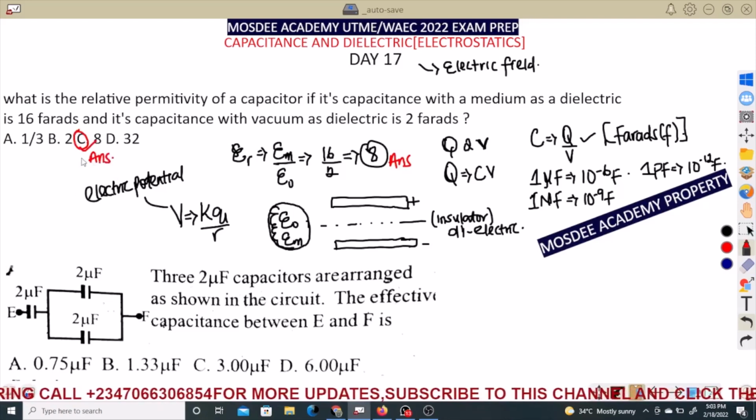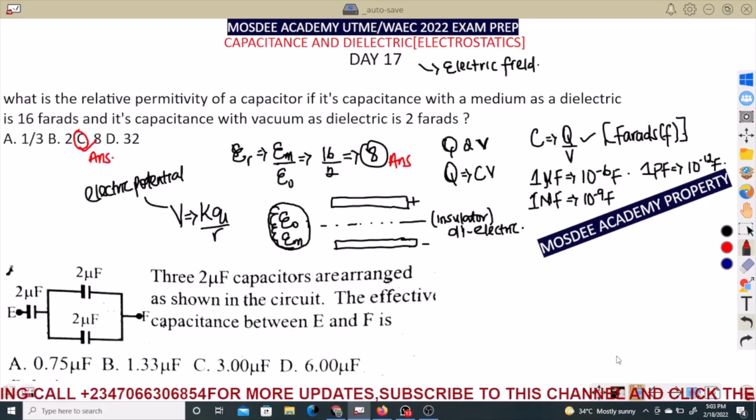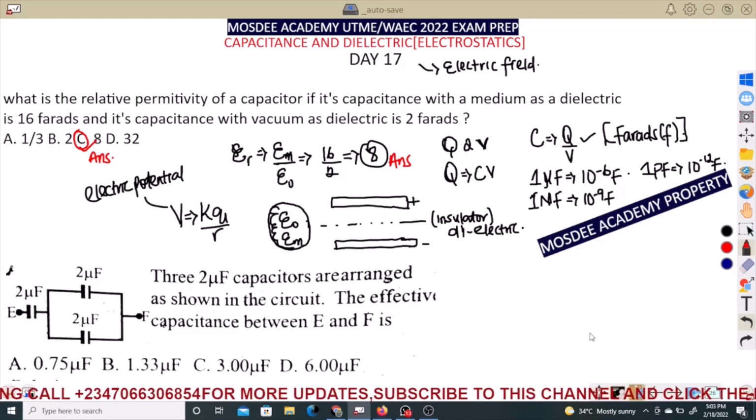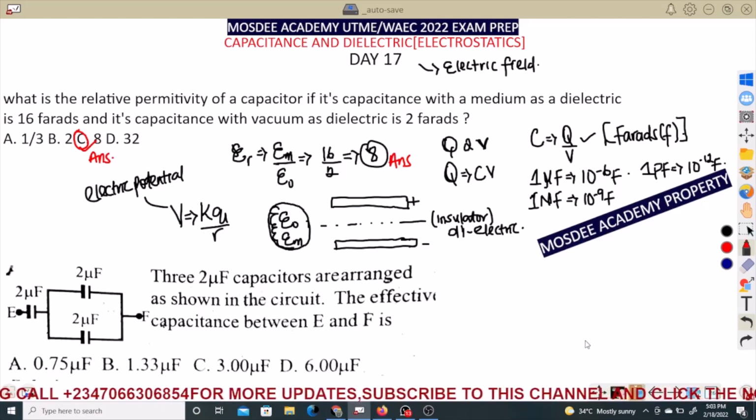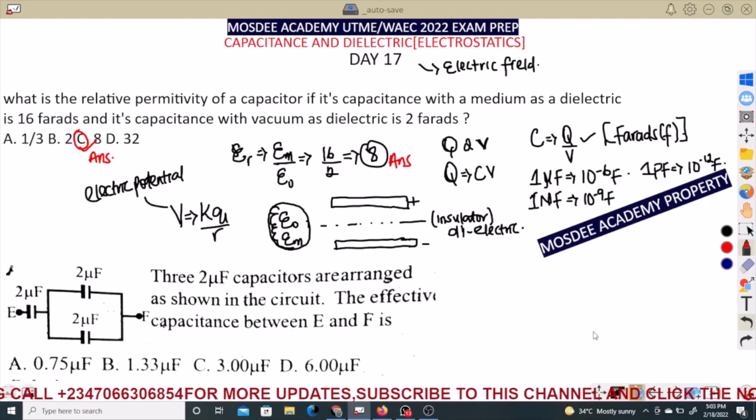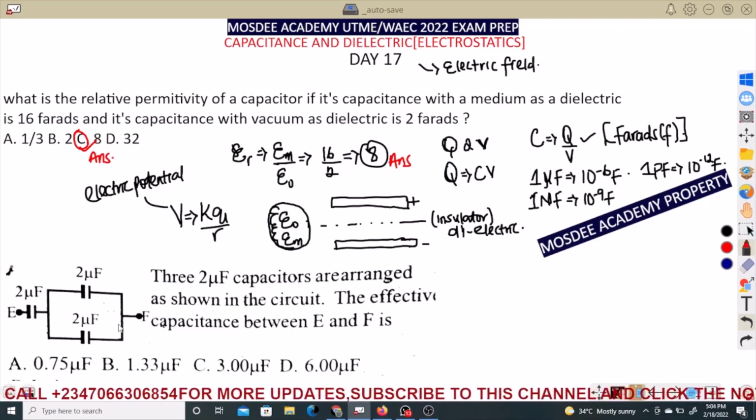We move to the next question. I hope students understand that concept. So let's move. This should not be a problem. There are just 12 questions which we want to solve with respect to your syllabus. Now, the next question is the arrangement of capacitors.